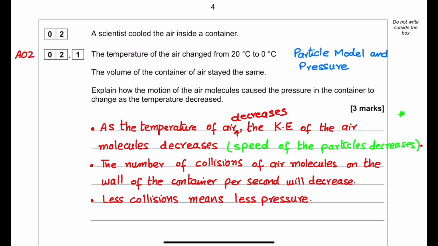The number of collisions of the air molecules on the wall of the container per second will decrease because they have less energy, so they will take more time to come back and to hit or collide on the wall of the container. So less collision means less pressure inside the container.